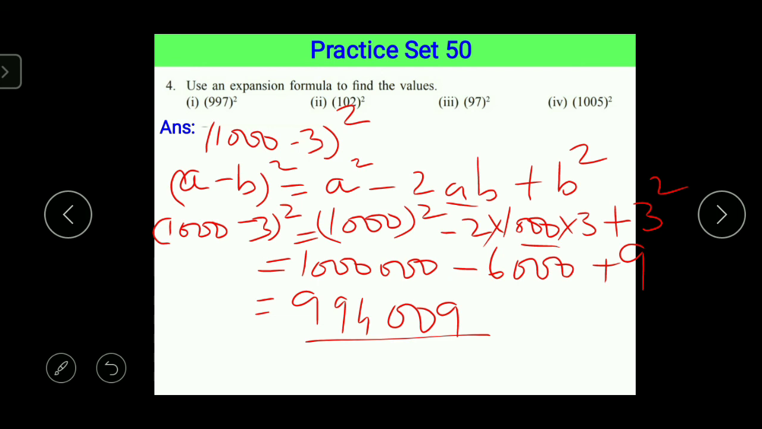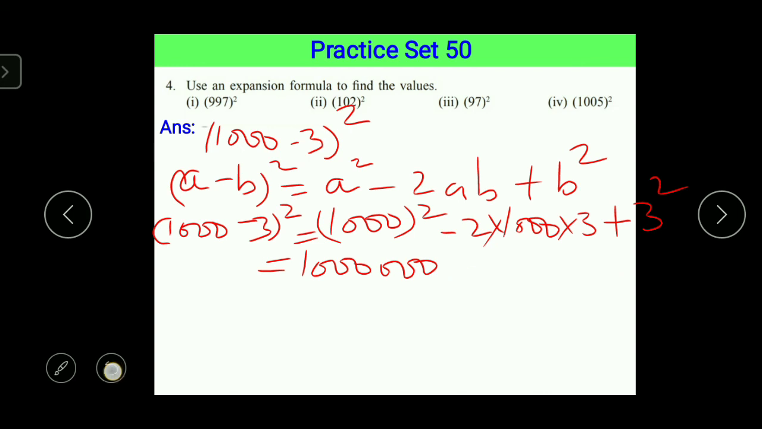Let us continue with the next sum. Don't copy, students. Take a screenshot. When you sit to copy, it will take a lot of time. So better you take a screenshot. And let us move to the next question. Here we have 102 square, students. I'll just rub this, and then we'll solve the second sum in the same way.